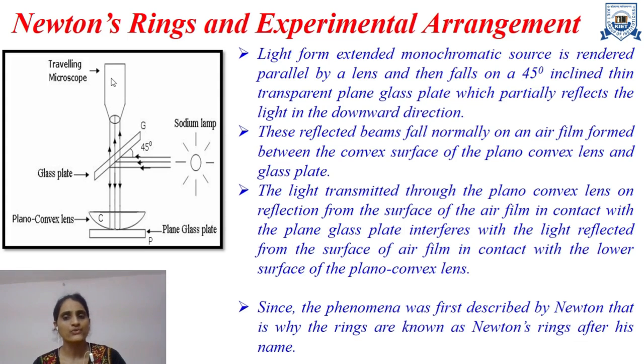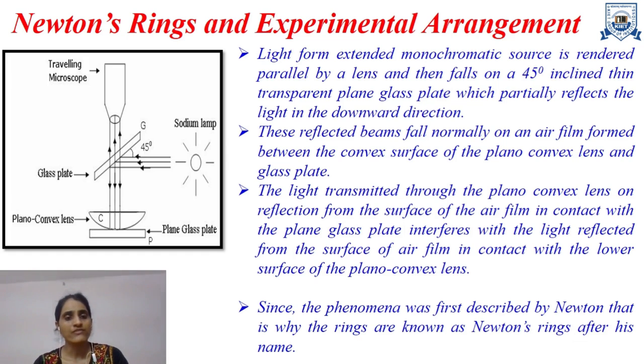In this microscope, we see alternate dark and bright circular fringes whose center is dark. That is, we observe concentric circular rings in a travelling microscope. This whole phenomenon was first seen by Newton. That's why we call it a Newton's ring.